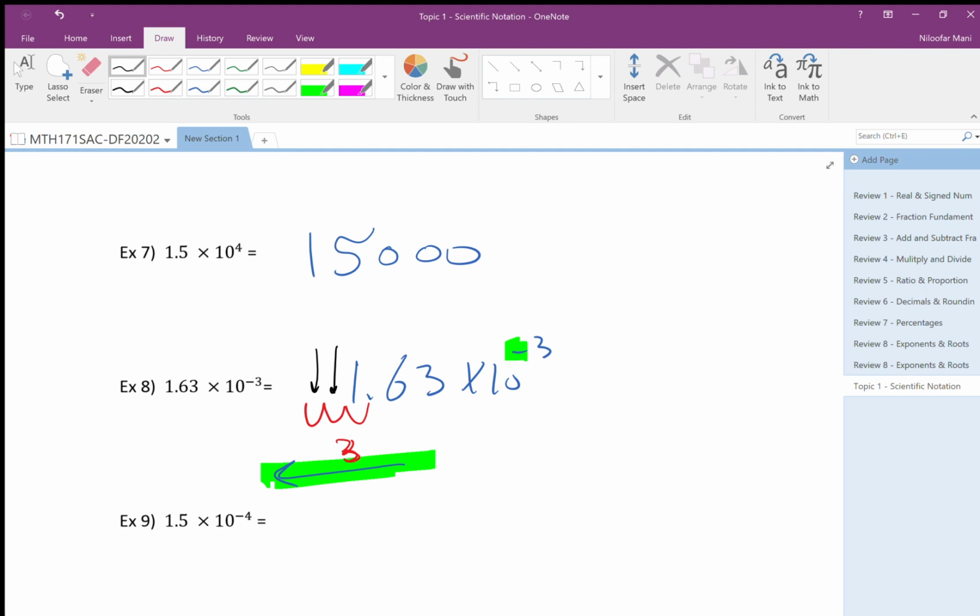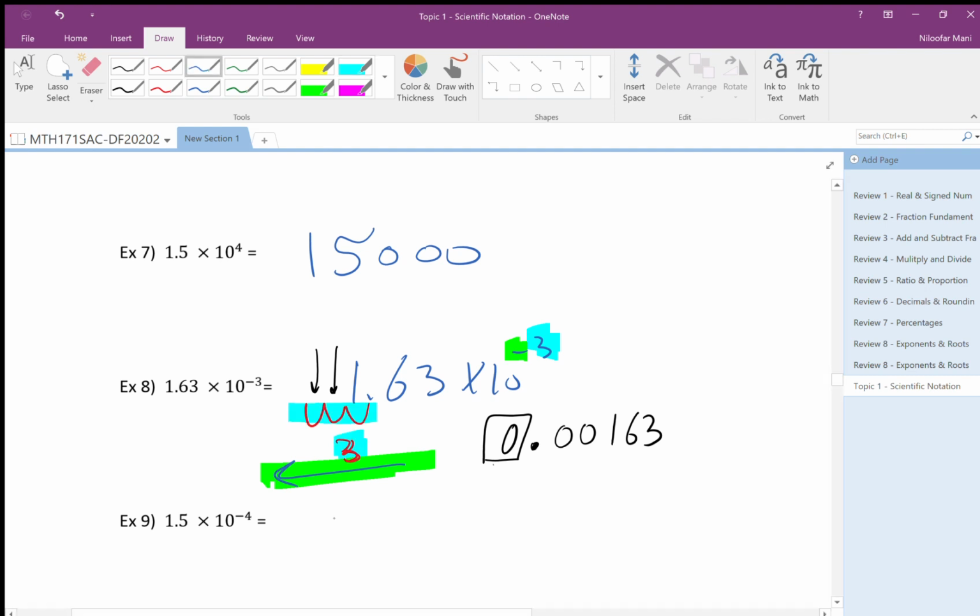So I cannot just say the number is dot 00163. No, I need another 0 here. But remember, don't count this 0, just those zeros. So this move is the same as this.